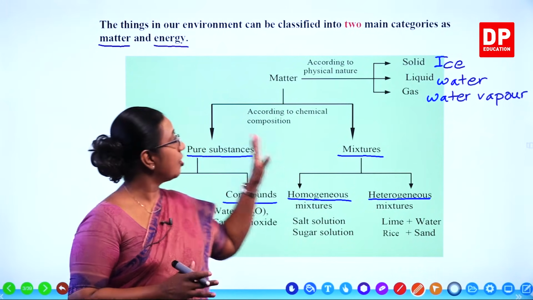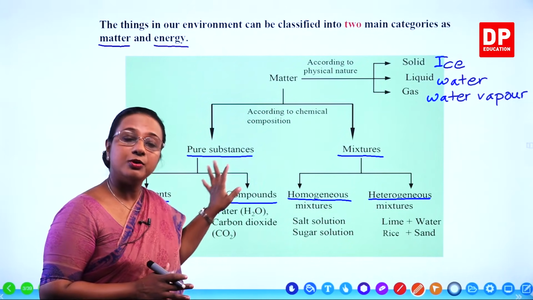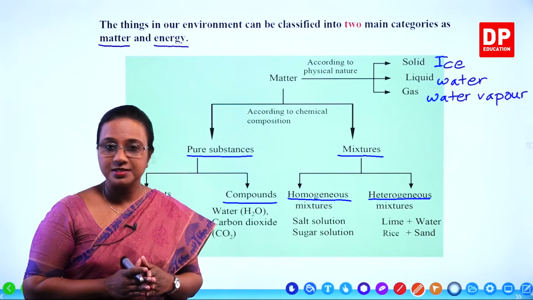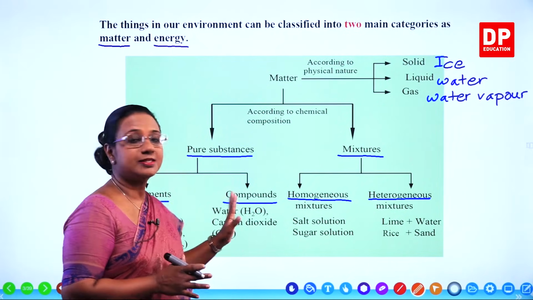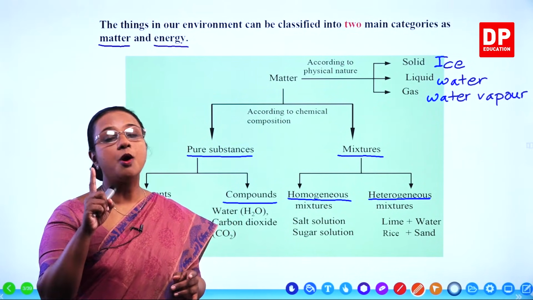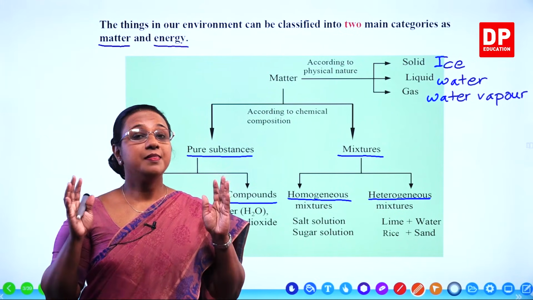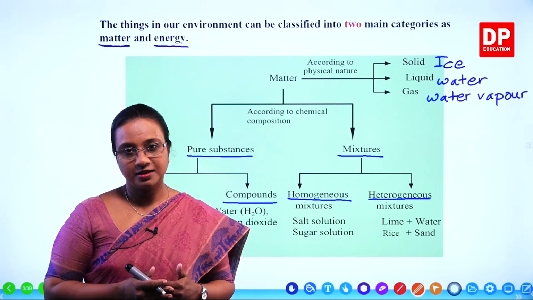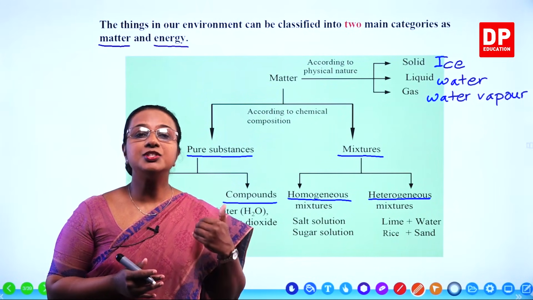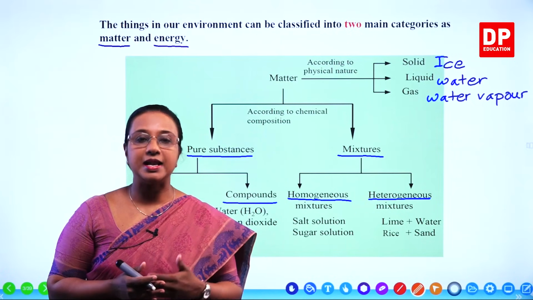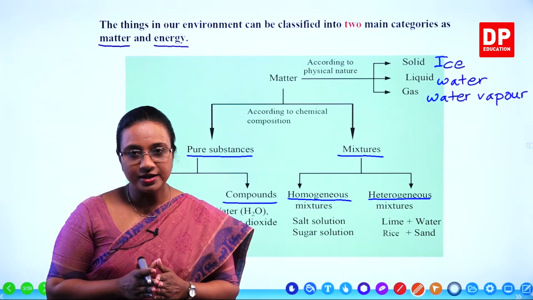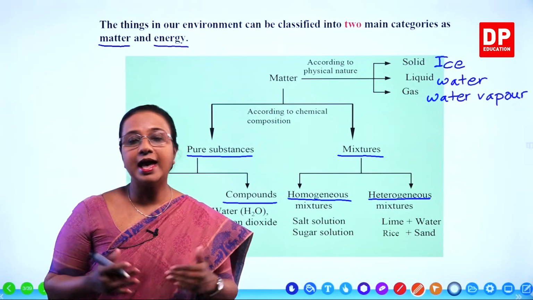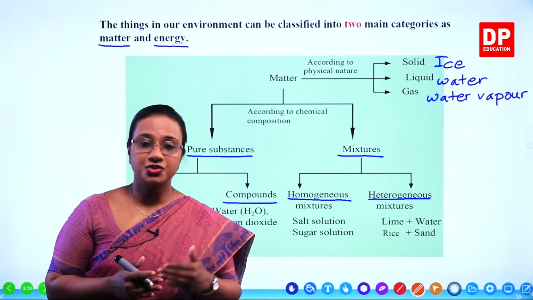So I hope students, you all have a very good understanding about the different types of matter according to their chemical composition. But all these substances have one common property. They are all made up of the same building unit. That is the smallest unit that makes up matter. It is what is called atoms. So now we will look at what atoms are and their structure.